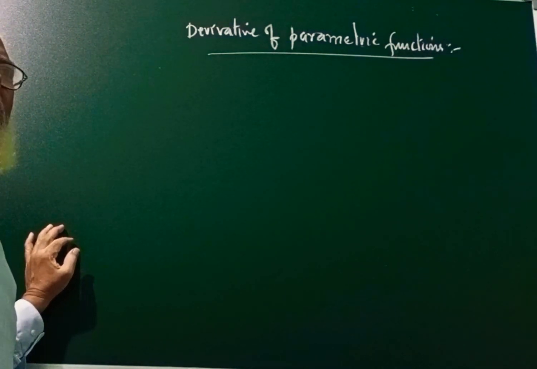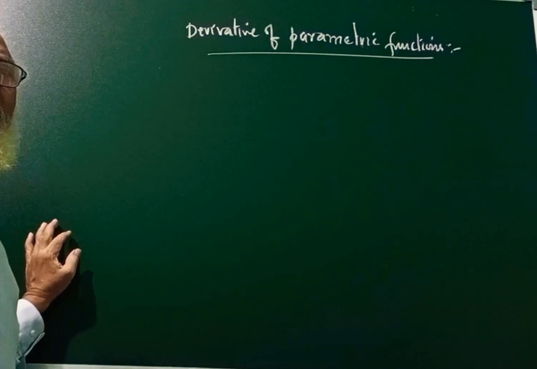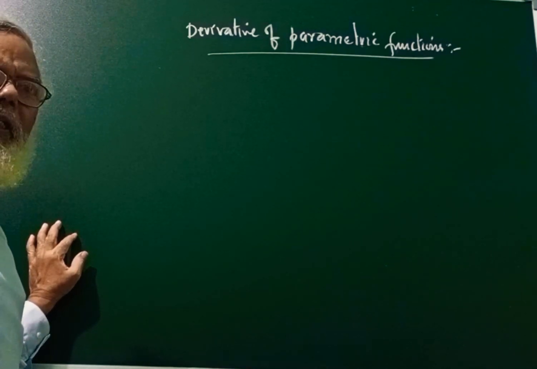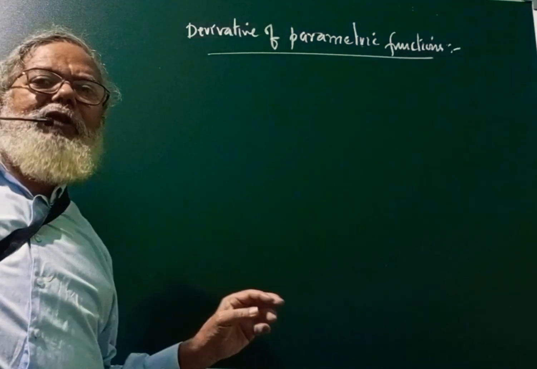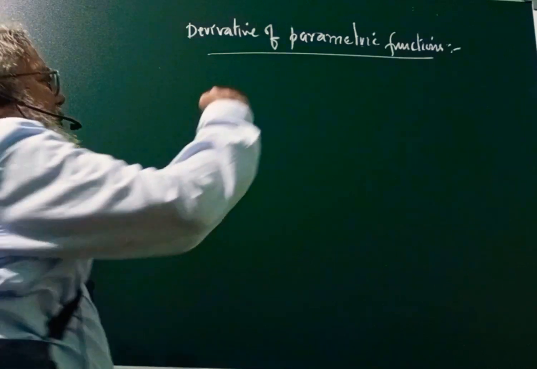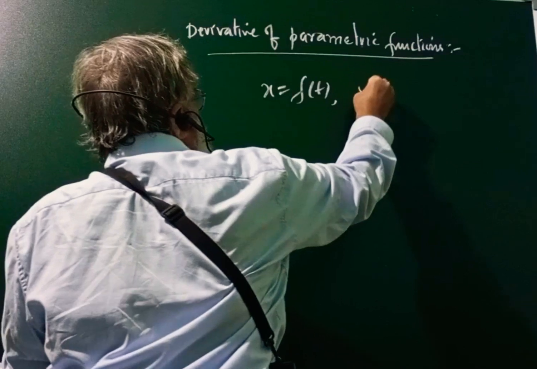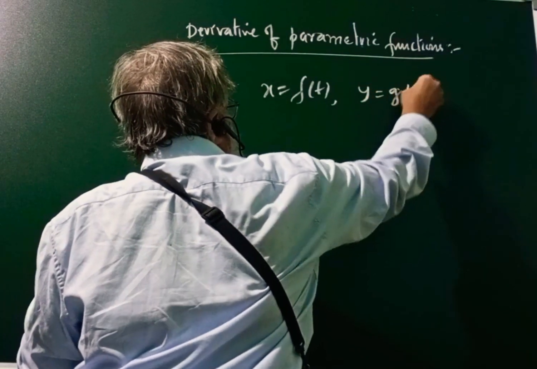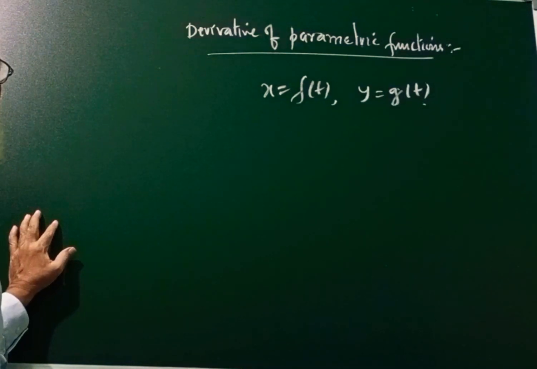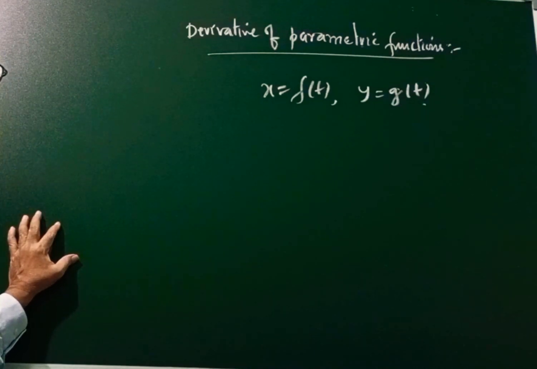Here what happens is, sometimes x and y are expressed neither implicitly nor explicitly. They are expressed in terms of a third variable. The third variable is called parameter. That is, x is expressed as some function of, suppose, t, and y is also some other function of t. They are related or connected in terms of the third variable t here. It can be t, it can be theta, depending upon the given problem.